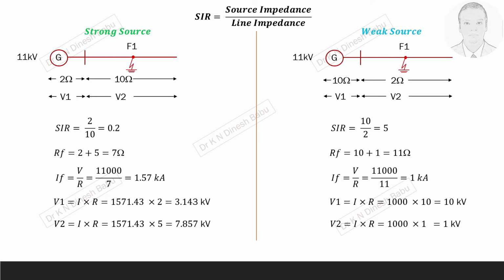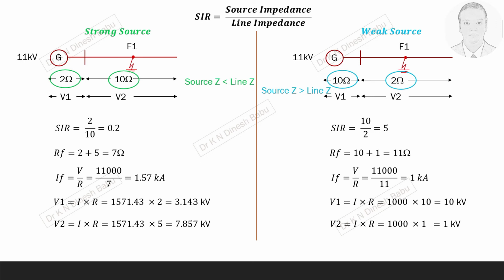The left hand side, shown in green color, is a strong source and the weak source here is denoted in blue color. The first difference is the impedance value. We can conclude that the source impedance is less than the line impedance, or the line impedance is greater than the source impedance. In the weak source, the source impedance of 10 ohms is greater than the line impedance, which is 2 ohms. Or you can say the line impedance is less than the source impedance.